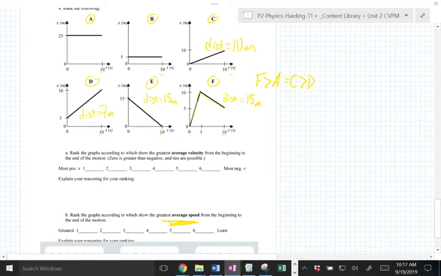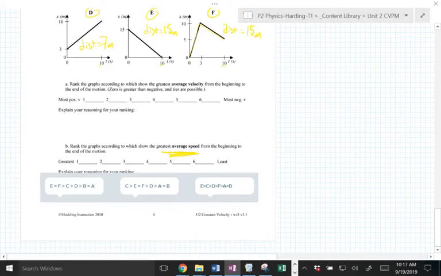So E and F equal, then C, then D, and then finally B and A.